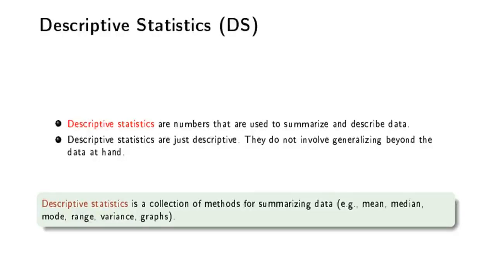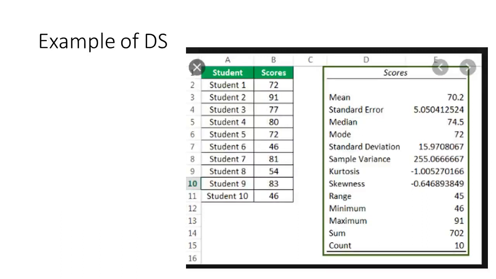So let me give you an example of DS, or descriptive statistics. You have here 2 columns, 10 students. The first column shows student 1 to student 10 and their corresponding scores. So if we compute the mean, you'll get 70.2, standard error 5.05, median is 74.5, mode is 72, SD or standard deviation is 15.97, sample variance is 255.